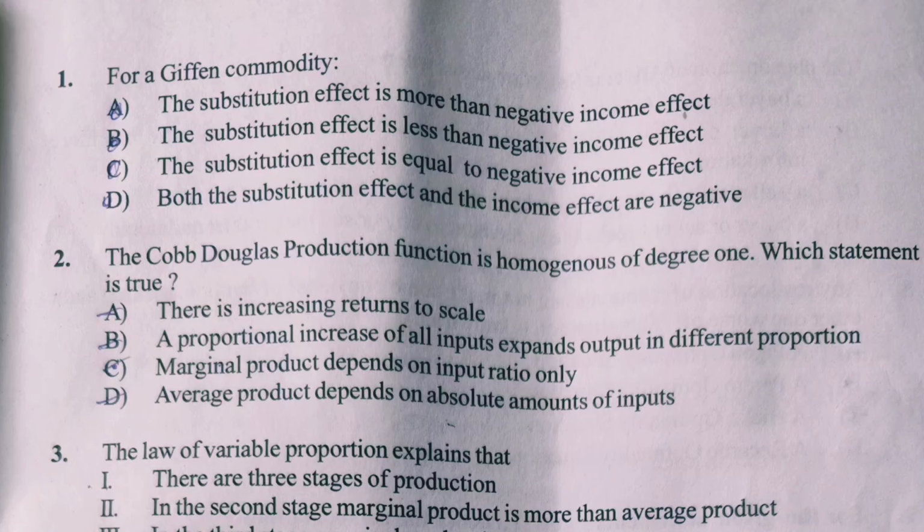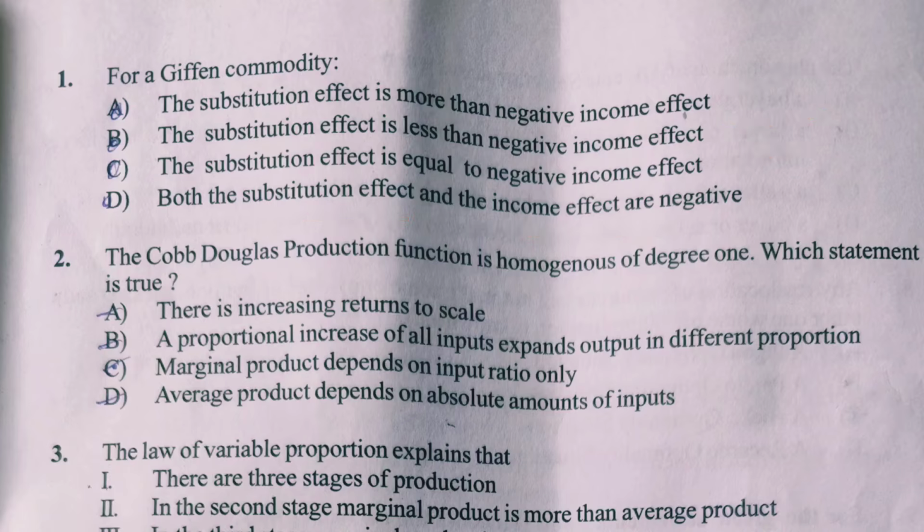In this video, we will solve the questions asked in JKPSC Lecturer Economics paper of 2025. The first question is, for a given commodity: the substitution effect is more than the negative income effect, the substitution effect is less than the negative income effect, the substitution effect is equal to the negative income effect, or both the substitution effect and income effect are negative.